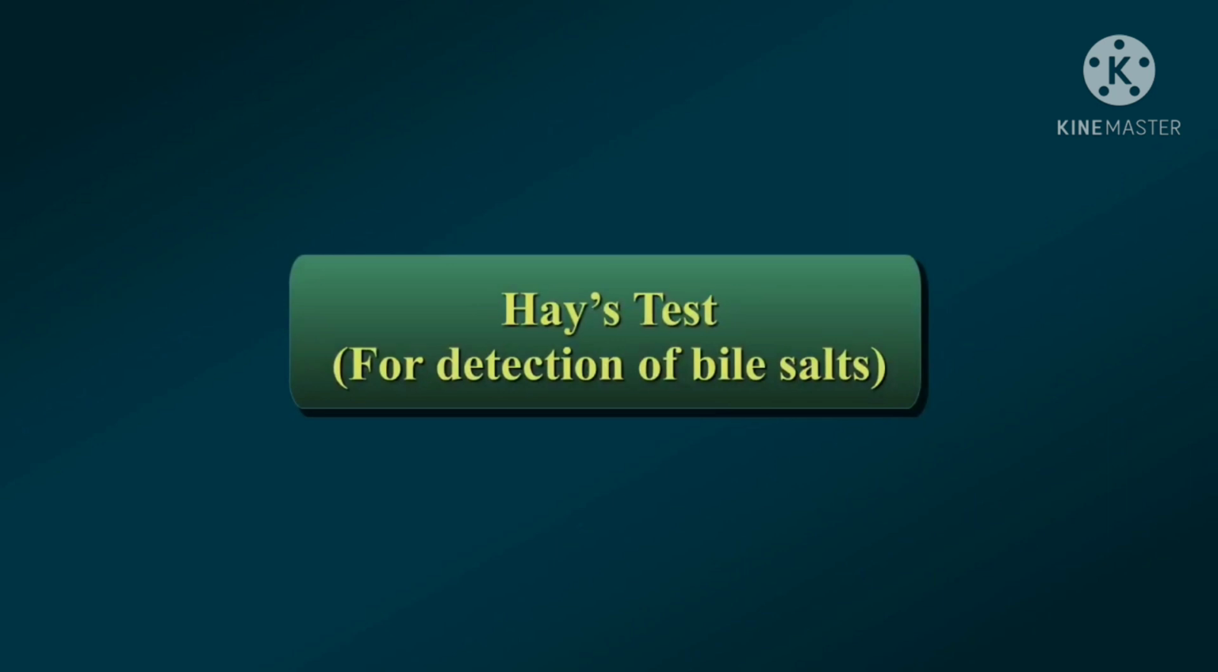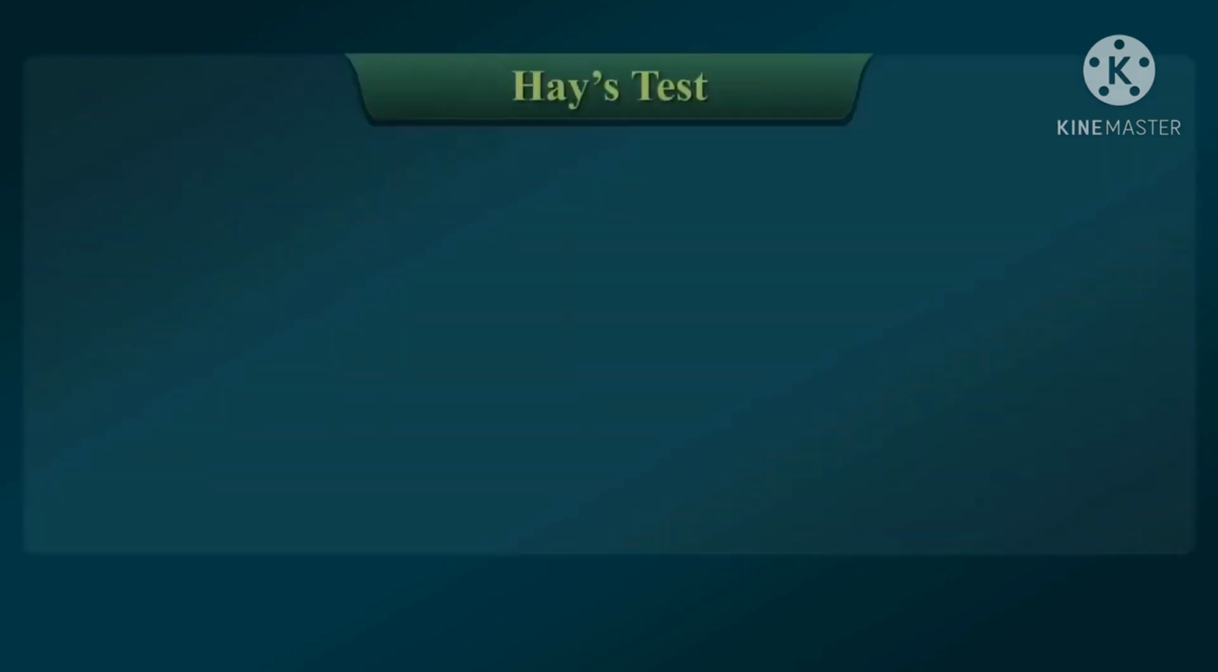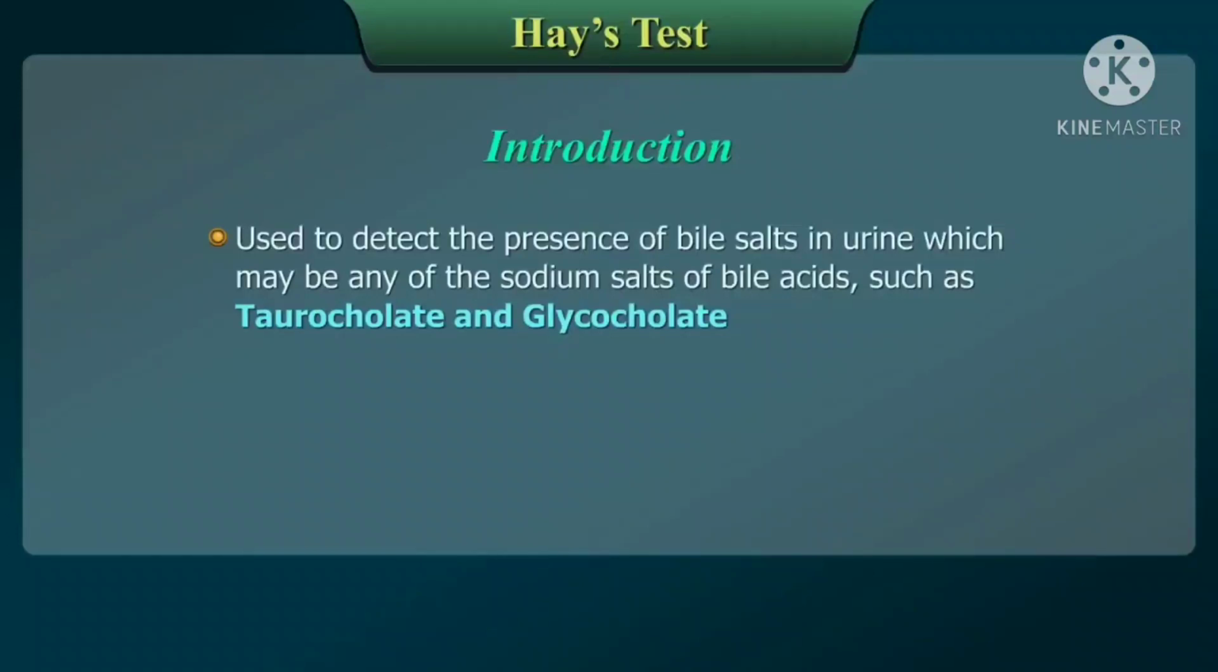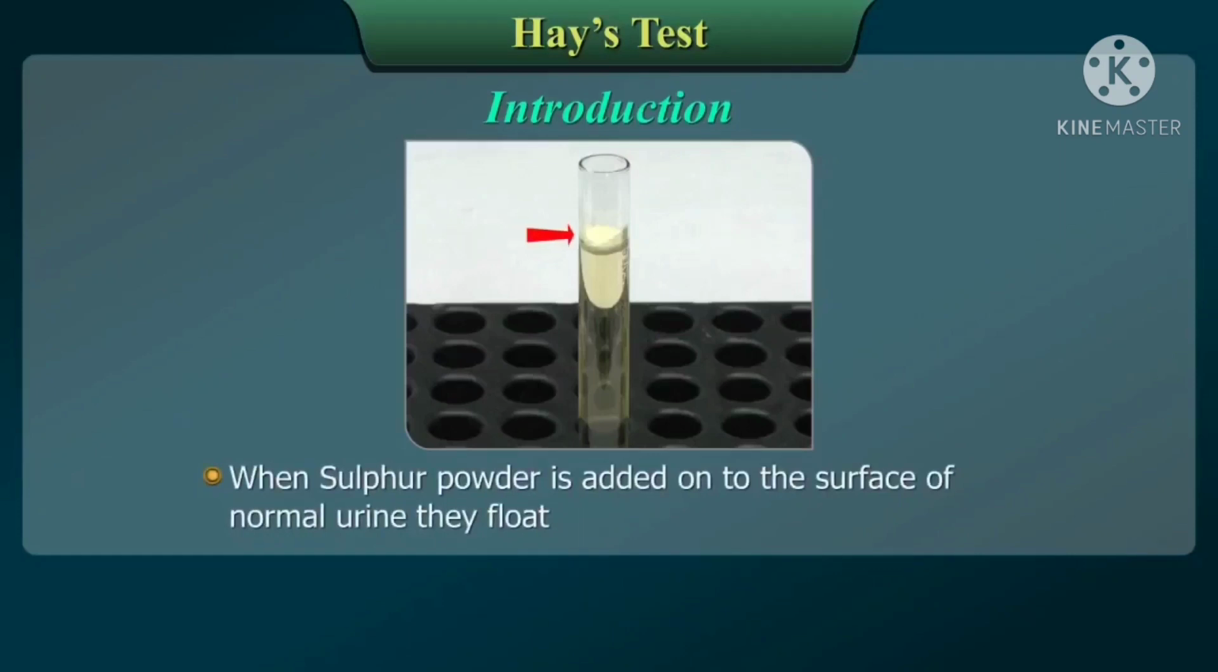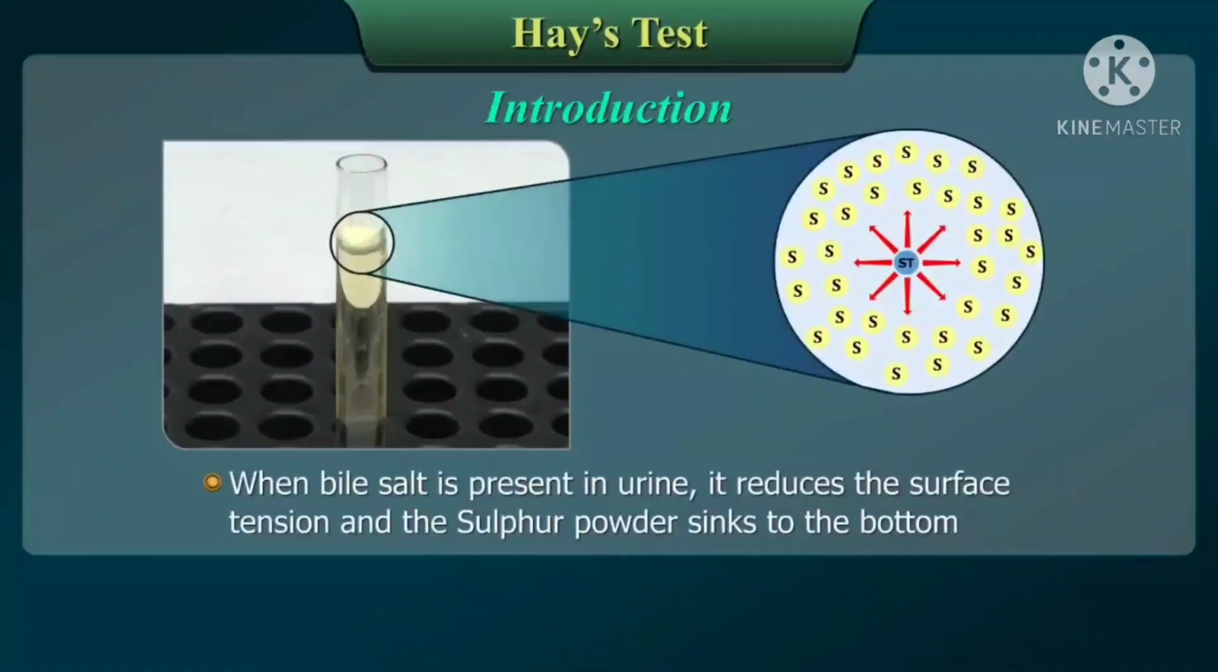Hay's test for detection of bile salts. Hay's test is used to detect the presence of bile salts in urine, which may be any of the sodium salts of the bile acids such as taurocholate and glycocholate. Bile salts lower the surface tension of urine. When sulfur powder is added onto the surface of normal urine, they float. When bile salt is present in urine, it reduces the surface tension and the sulfur powder sinks to the bottom.